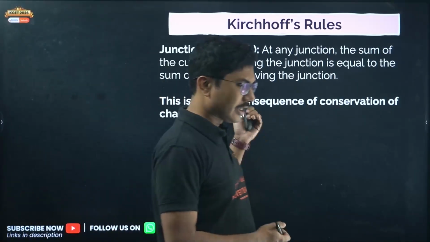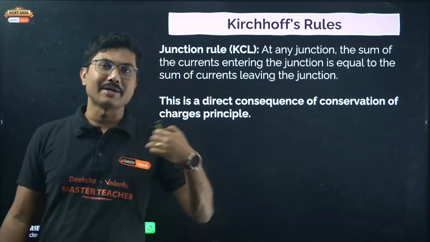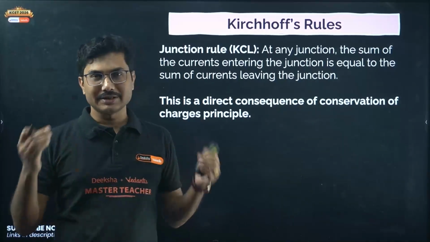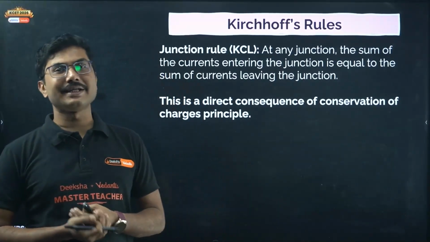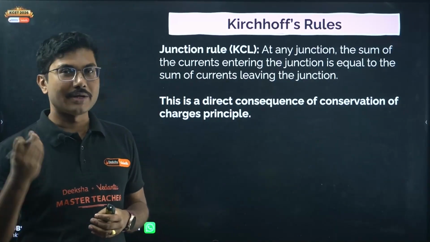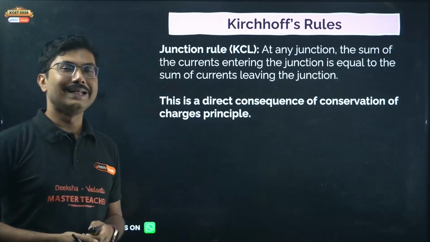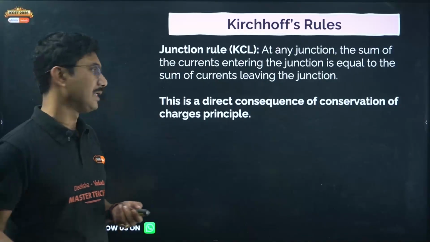If you take the time constant, then charge is basically current times time, right? Current multiplied by time gives you the charge. A junction can be considered an isolated system, and ideally the junction should have zero net charge. So whatever charge is entering, the same amount of charge should leave, and if you make the time fixed, that also gives rise to the current equality as well.